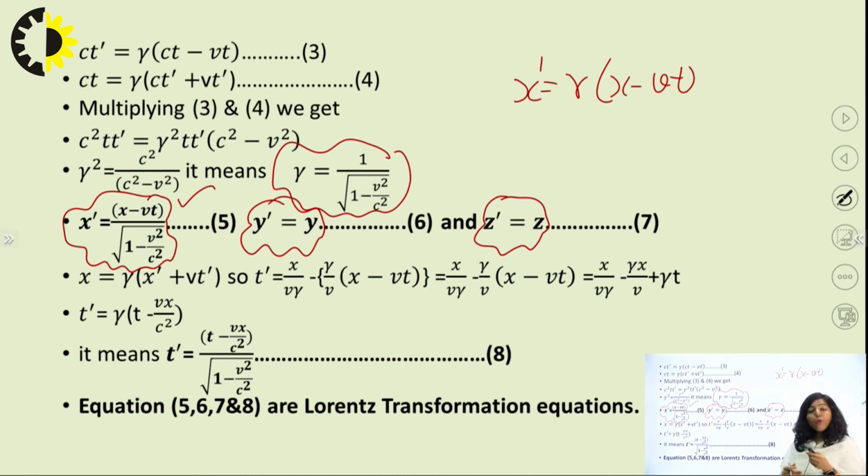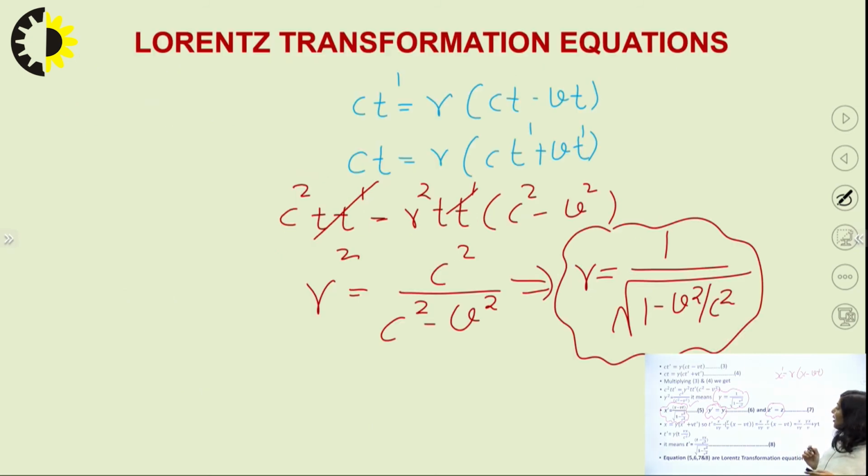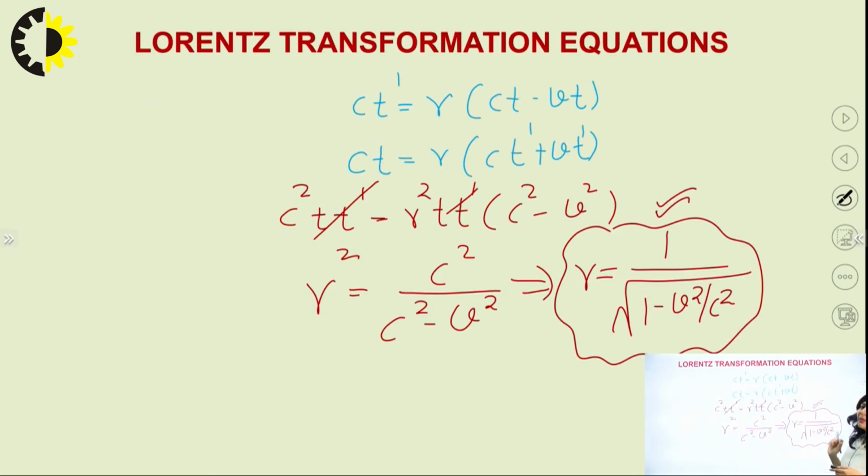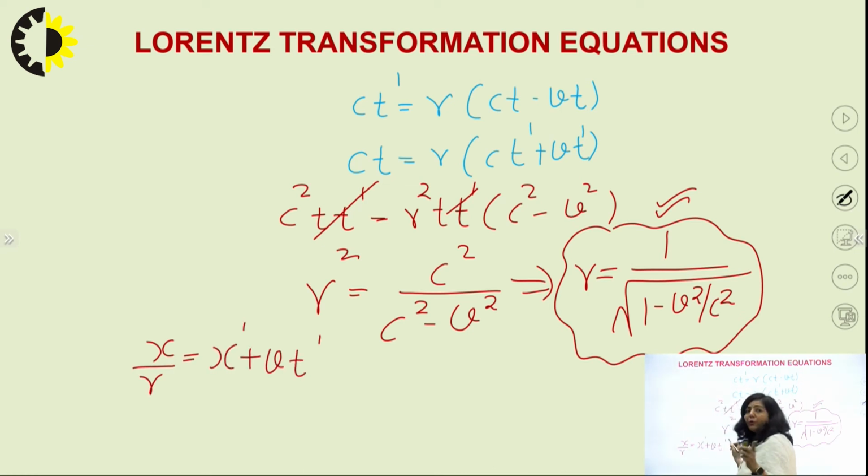But now one more coordinate is left, which is your time coordinate. We have to see how time is affected by this particular factor of gamma. In order to find that change in time, you have to refer to your equation number 1 and 2. From equation number 2, you have x upon gamma equals x dash plus vt dash. You can see your equation number 2. From that equation, I am writing this. And you also know that your x dash is gamma into x minus vt, right? Plus vt dash as it is.